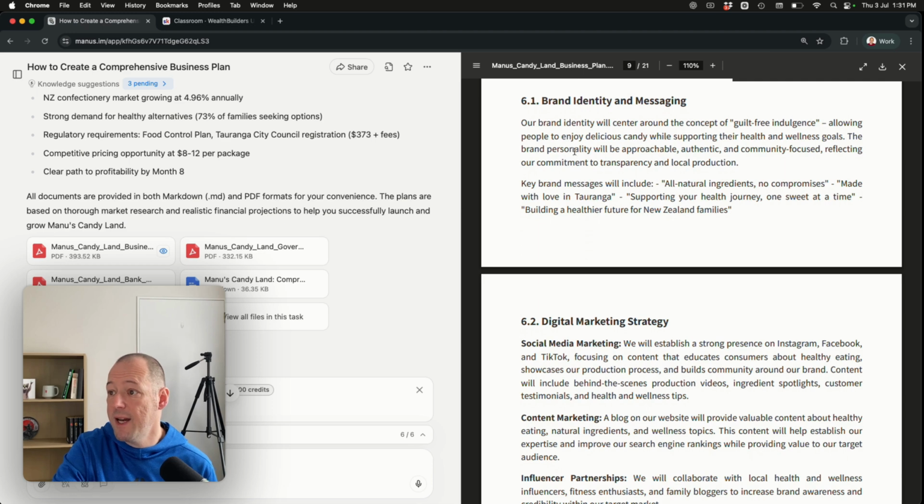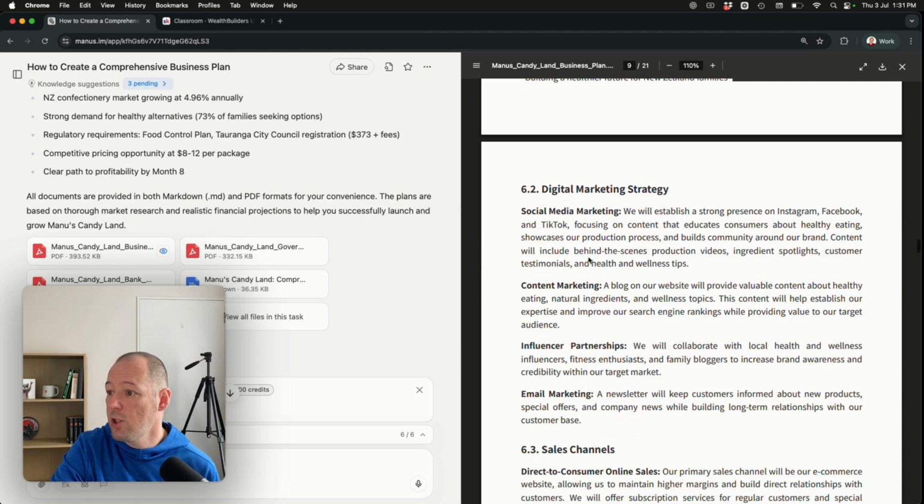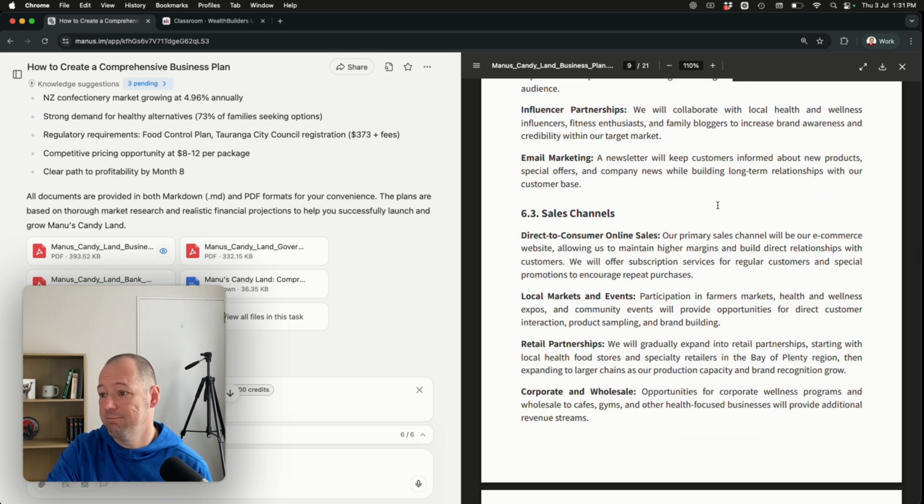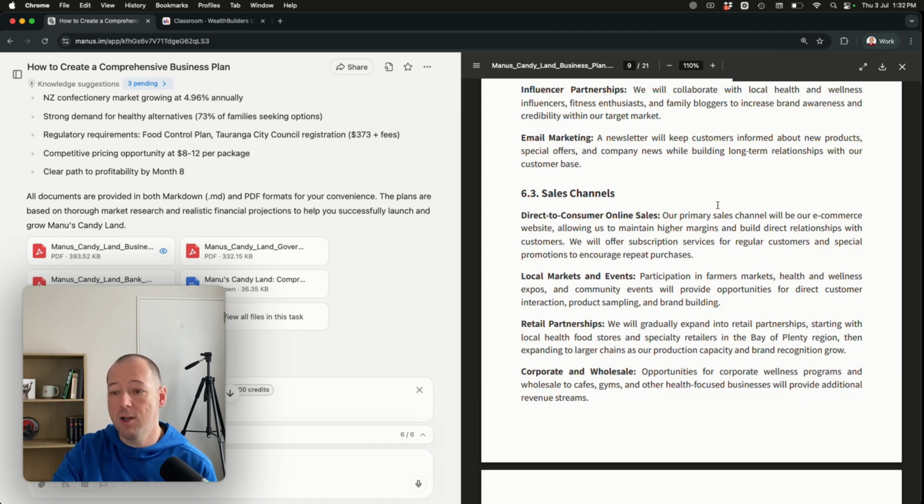our marketing and sales strategy, brand identity and messaging, digital marketing strategy, tells us on which channels we're going to go, like Instagram, Facebook, and TikTok, focusing on content that educates consumers about healthy eating, showcases our production process, and builds community around our brand. Content will include behind-the-scenes production videos, ingredient spotlights, customer testimonials, and health and wellness tips. Wow, I can run with that. That's amazing. This is literally, I mean, you've seen how long it takes to get this.